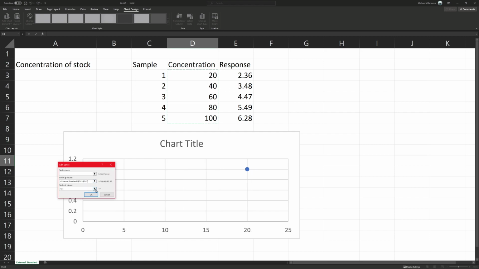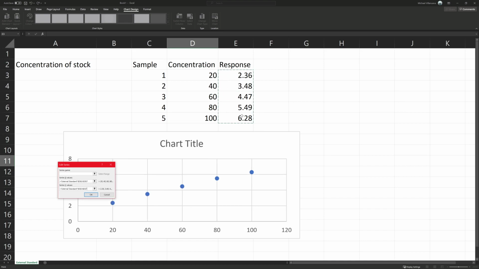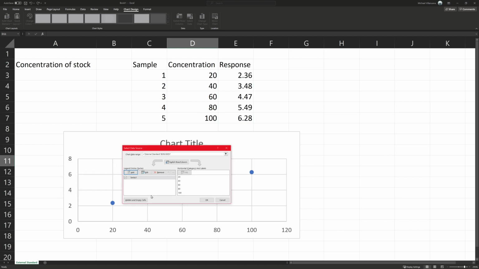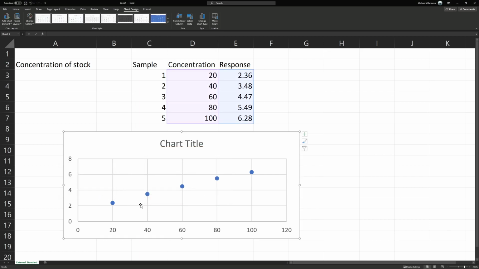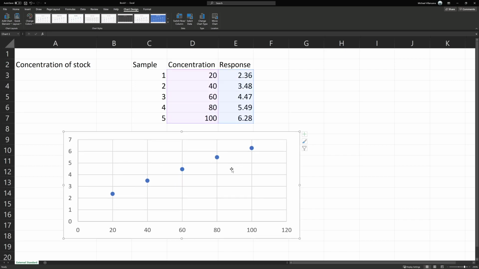We could then select Y values. And the Y values will be the response. So we could select going down like that. And we hit enter. And then we could hit OK. And then we hit OK again. And what we just did is we generated our scatter plot. If you want, we could add a title. I'm going to delete this. Here is how our plot looks.